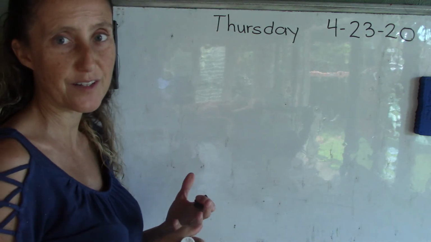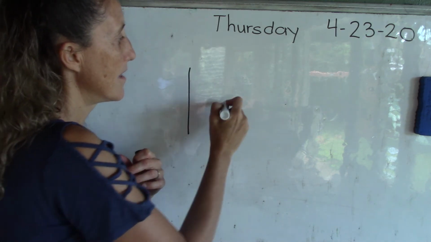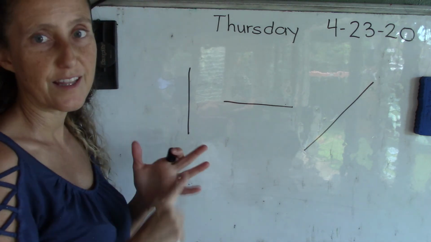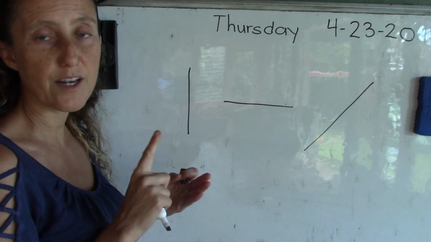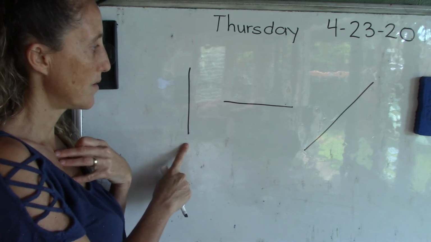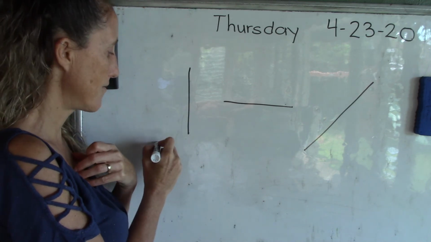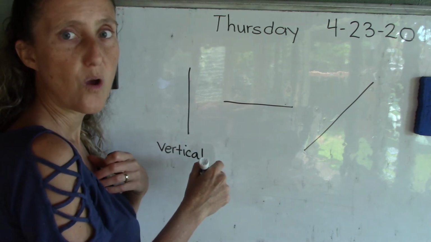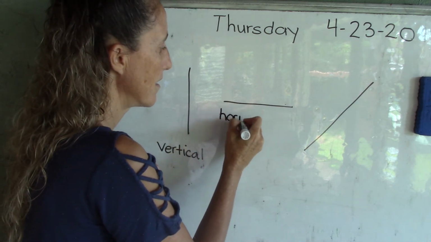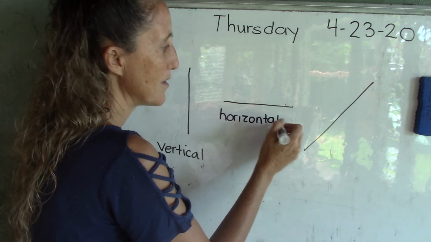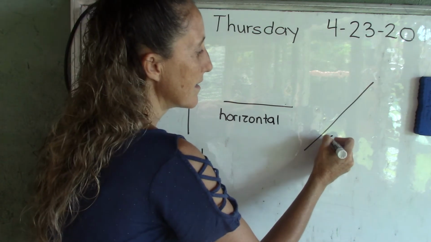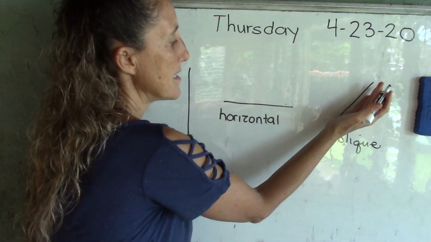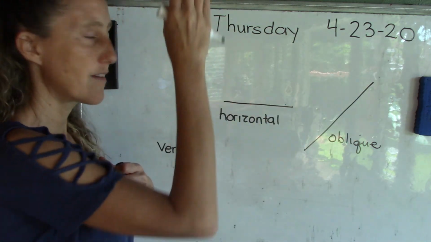All right, the last thing I want you to do is I want you to tell me the names of these lines. So either it will be a vertical line, a horizontal line, or an oblique line. So what is this one? Vertical. Right. What about this one? Horizontal. And so this one would be oblique. Right, so oblique is sideways, horizontal is straight across, and vertical is up and down.